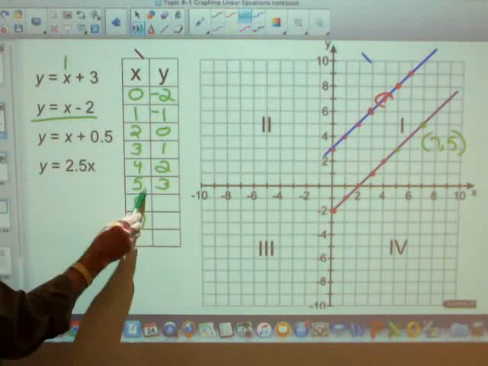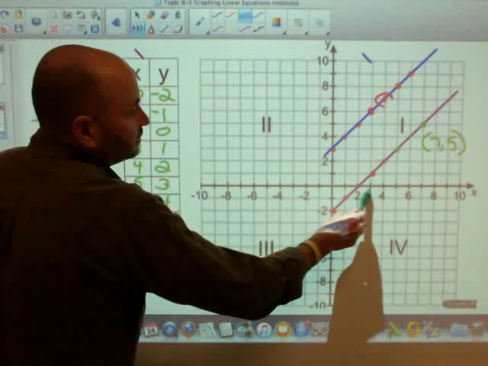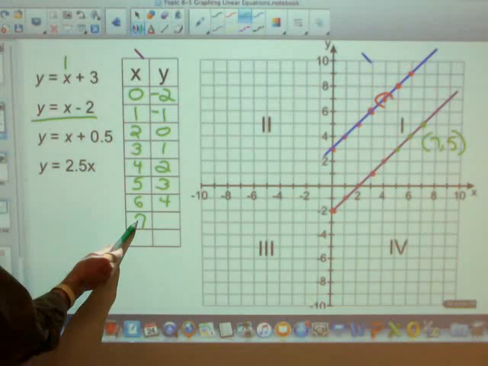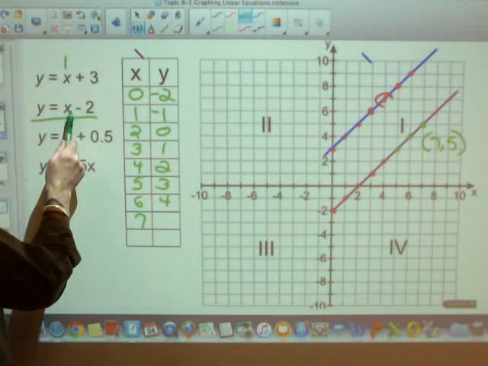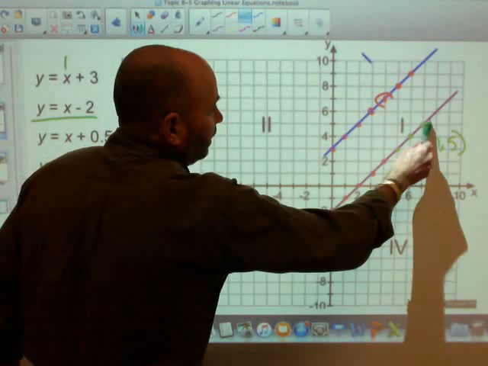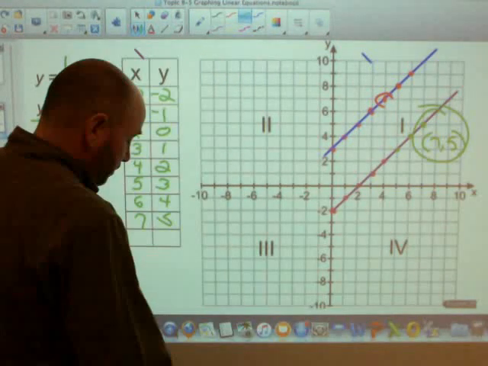6 minus 2 is 4. 6, 4. I found them. Now we're after our target. 7 minus 2 is 5. 7, 5. And I do find my point.